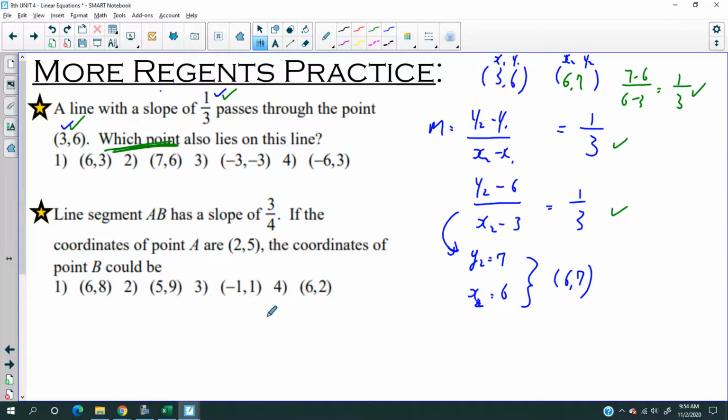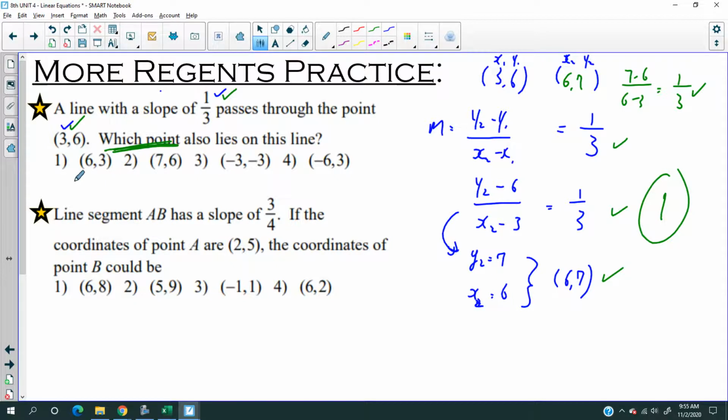Now, that's not all. Here's why, because look, they also gave you choices. So now another thing: this is one way of doing it, right? If someone just asks you, hey, just give me any old point that would make the slope 1/3, you can provide them with 6, 7, right? The other way you could do it is just take these numbers and see which one gives you 1/3.